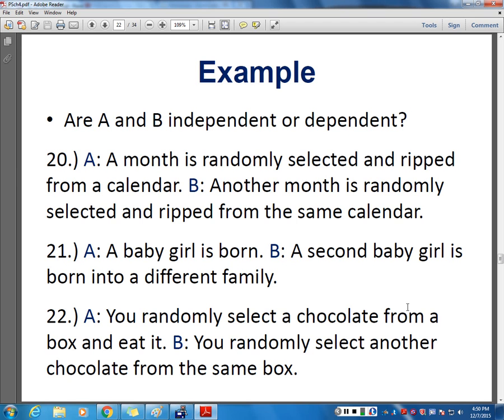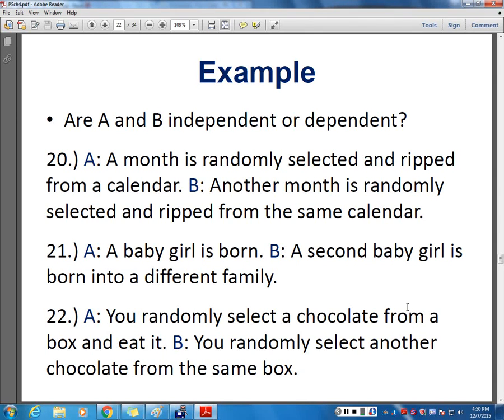Number 20. Event A. A month is randomly selected and ripped from a calendar. Event B. Another month is randomly selected and ripped from the same calendar. Independent or dependent? Well, if in event A I happen to select, let's say February, then in event B I can't select February again. So whatever happens in A affects B. Those are dependent events.